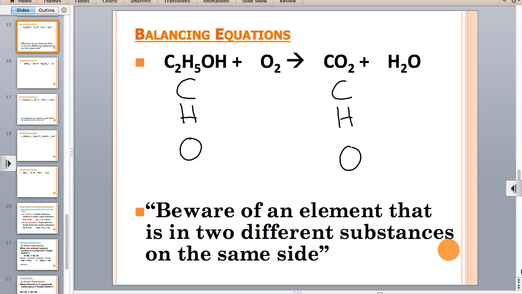So to start out with, I have 2 carbons, 6 hydrogens, and 3 oxygens. Over here I have 1 carbon, 2 hydrogens, and 3 oxygens. Alright, so just start like normal. Just dive right on in and everything will be fine. Now, that's 2, but be careful now because now I have 5 oxygens, you see?